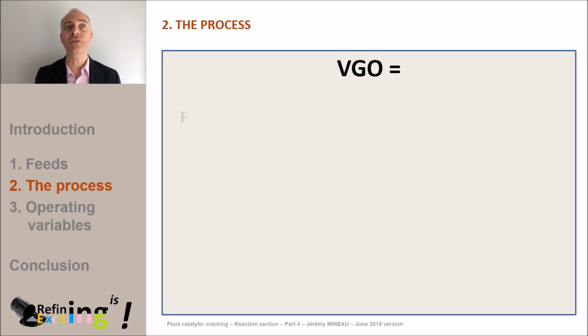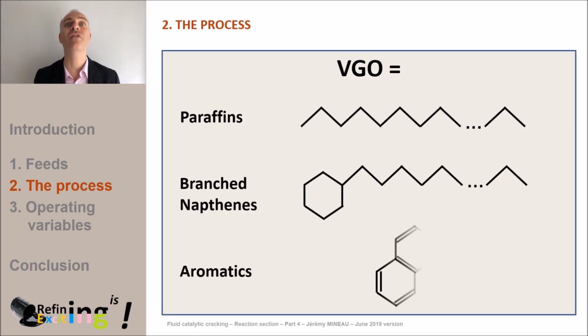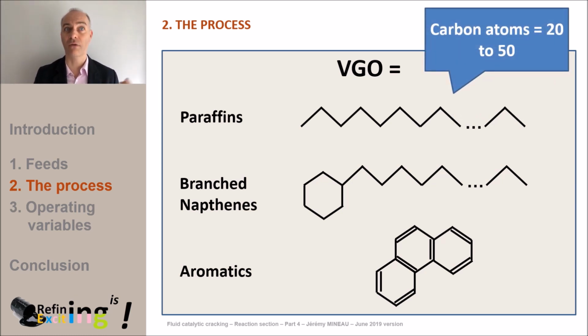As a reminder, the VGO consists of paraffins, naphthenes, and aromatics, with a high number of carbon atoms, ranging between 20 and 50. Remember, the straight-run VGO does not contain olefins. Thus, no carbon-carbon double bond.